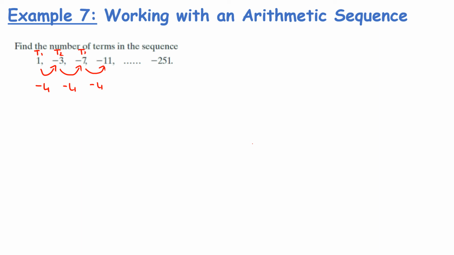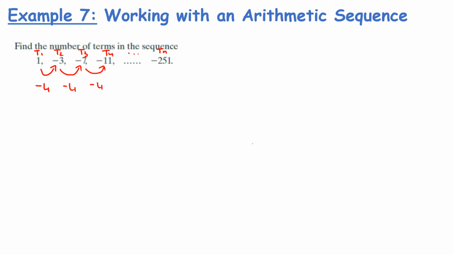T2, T3, T4, all the way to Tn. If I could figure out what n was, I'd know which term that was. And if I knew which term it was, I'd know how many terms there were. If that was T25, there would be 25 terms, and so on. So I'm going to try and find n, which means I have an unknown, which means I need to make an equation.